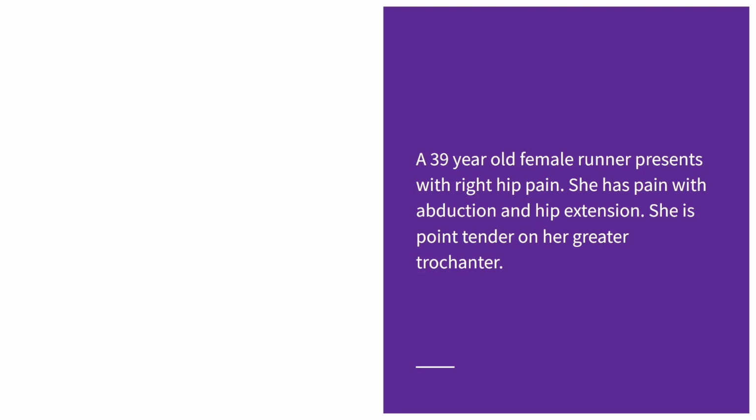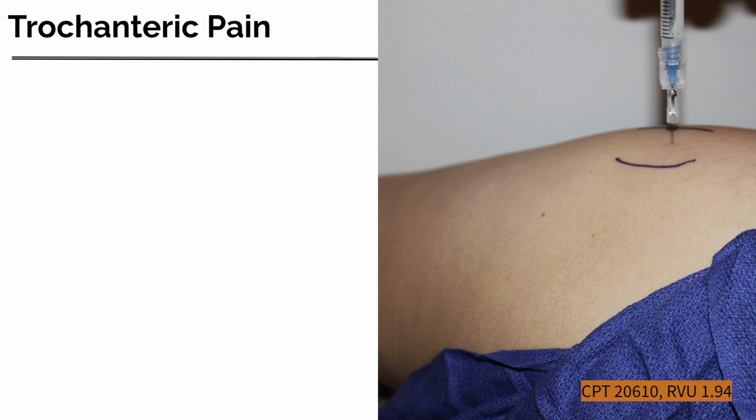A 39-year-old female runner presents with right hip pain. She has pain with abduction and hip extension. She's point tender on her greater trochanter. She, of course, has trochanteric pain. It's a little controversial in what we call this these days. I think trochanteric pain syndrome is the most commonly accepted vernacular.